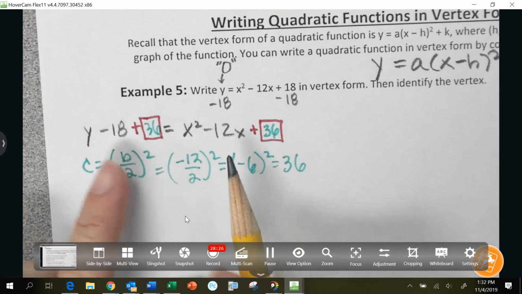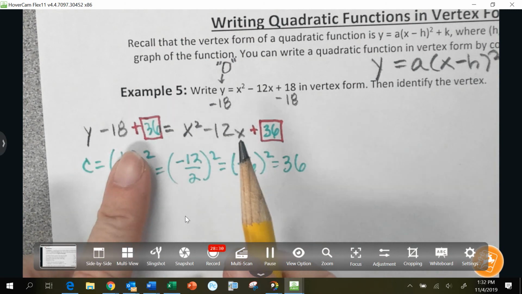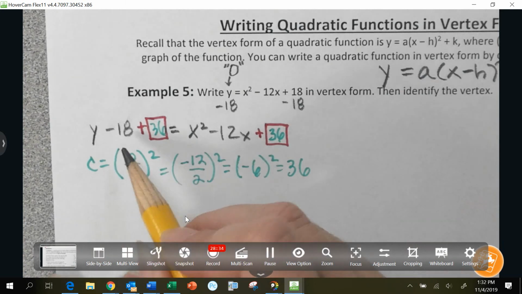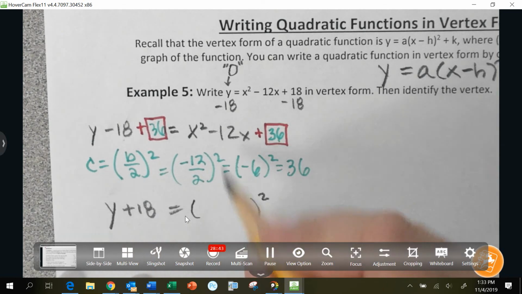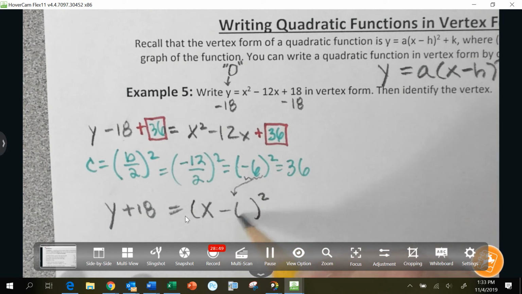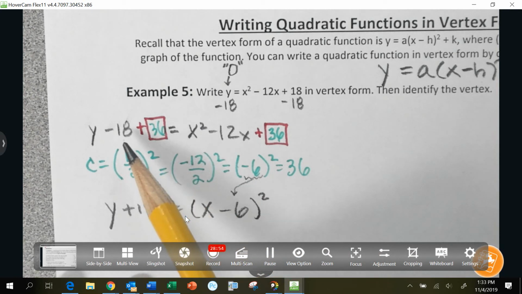Which side am I going to factor up here? So the right side. Yeah. These are just kind of switched around from what it was before. So over here I'm going to add the negative 18 and the 36 and I'll get y plus 18. On this side I'm going to factor it. It's going to be something squared. It's going to be x, and then this number here is what goes in that spot. So minus 6. It is a 36 minus 18.